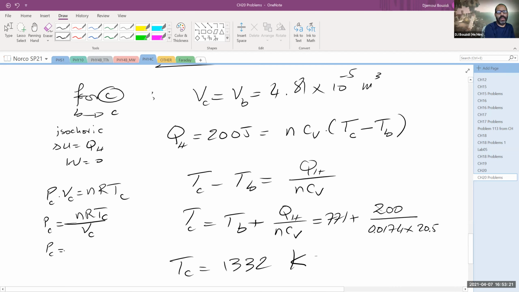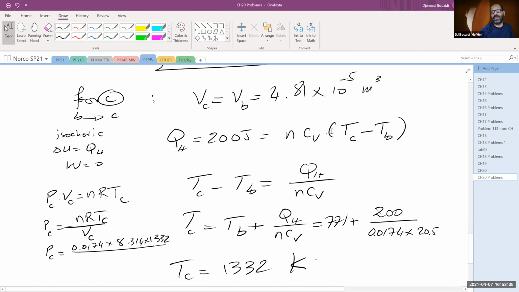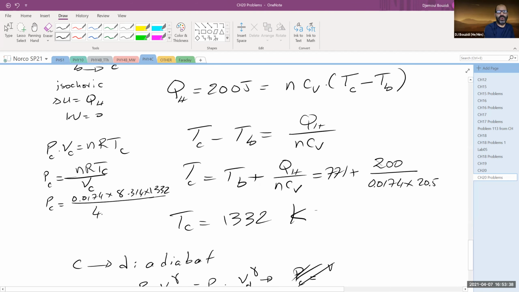So PC is equal to 0.0174 times R, which is 8.314, times 1,332. Divide that by the volume at point C, which is a compressed volume, and that is a volume of 4.81 times 10 to the negative 5. Okay, so this is going to be also the highest pressure in the process. It's going to be higher because we went higher. We basically increased the pressure without changing the volume, because there is too much heat added in there. So with the heat, the pressure will increase too.